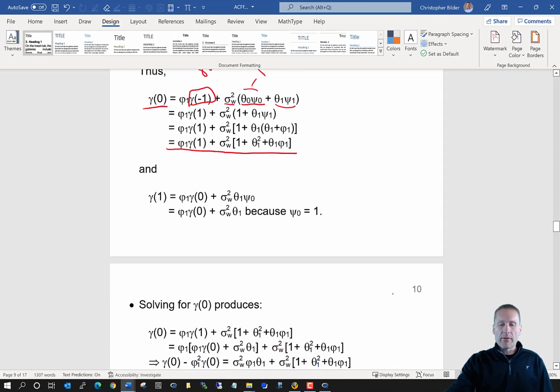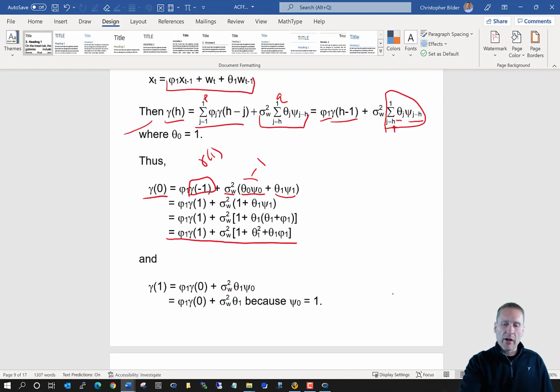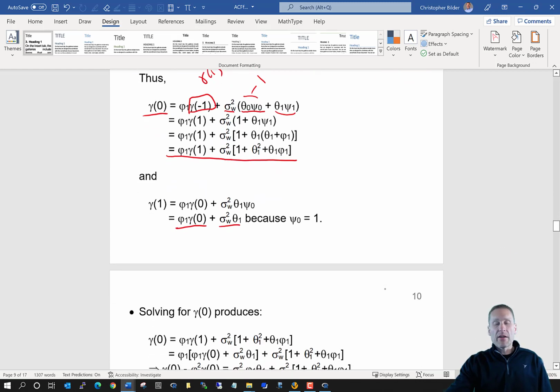So what is gamma 1? Well, again, we could use our expression here. We get phi1 times gamma 0 now. So we have h, which is 1, minus j. Our summation is from j equal 1 to 1. So we have 1 there for j. So 1 minus 1 is 0. Plus, now, sigma squared w, theta 1 times psi 0. Psi 0 is equal to 1. So what we have here is two equations and two unknowns, you could say. We want gamma 1. We want gamma 0 as well.